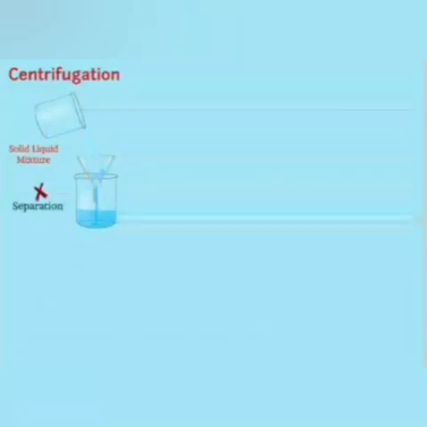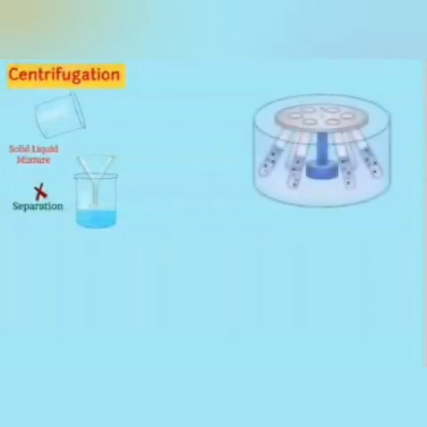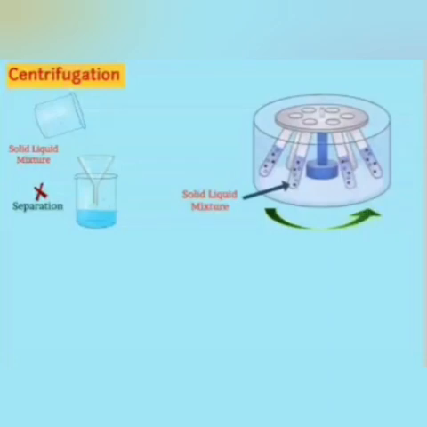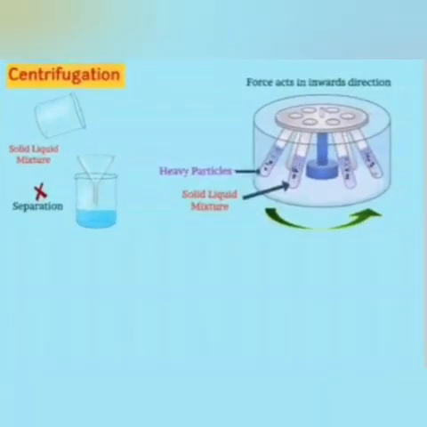In the method of centrifugation, the mixture of fine suspended particles in a liquid is taken in a test tube. The test tube is placed in a centrifuge machine and rotated rapidly for some time. As the mixture rotates rapidly, a force acts on the heavier suspended particles in it and brings them down to the bottom of the test tube. The clear liquid, being lighter, remains on the top.